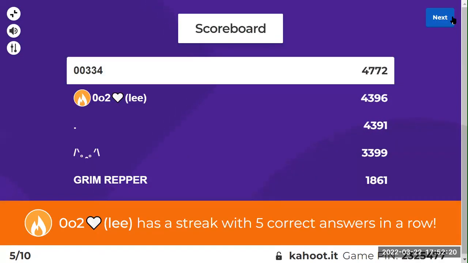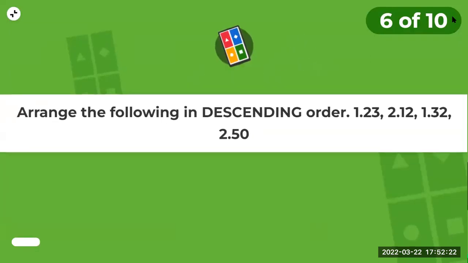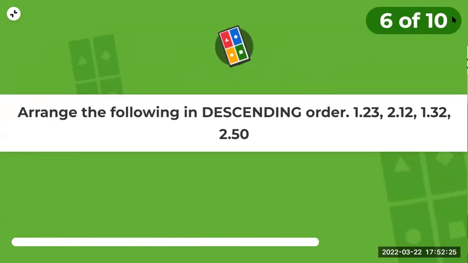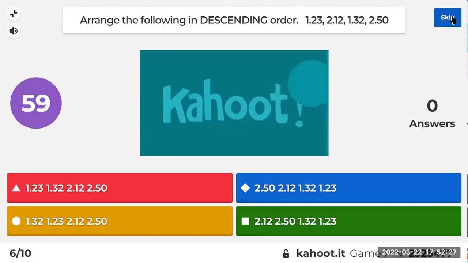Ooh, we have a tough battle going on there. So we are on to question number 6. So for those of you who are in the decimal class, this should be a piece of cake. Arrange the following in descending order.